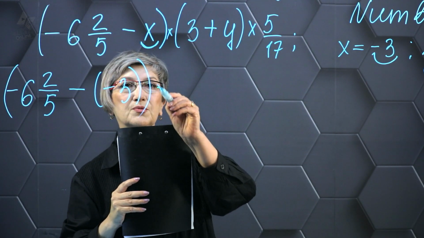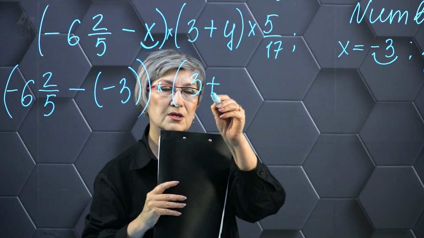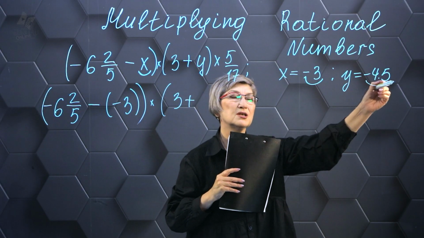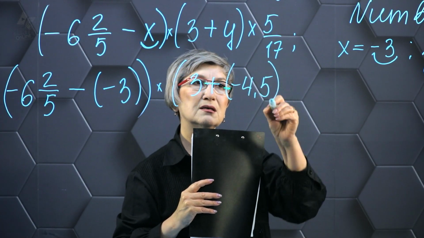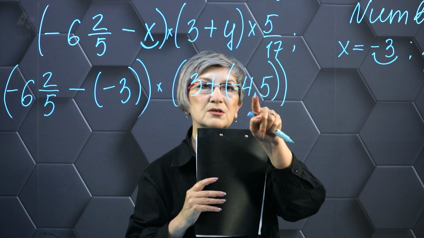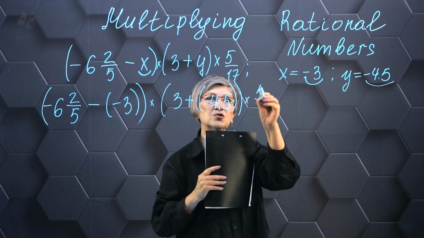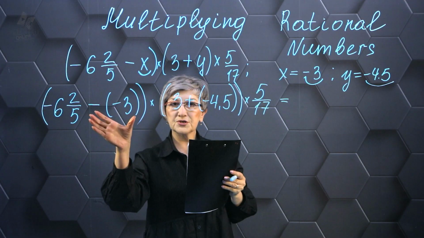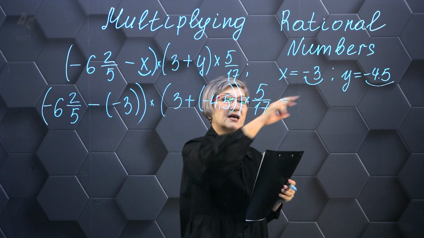Let's move on to the second parenthesis, multiply. 3, again, I'm writing down plus. And instead of y, I write the number minus 4.5. The result is an example in which the second parenthesis is 3 plus minus 4.5. And this product needs to be multiplied by 5/17. And now, after we've written down the example and written our values instead of variables, we'll solve it.